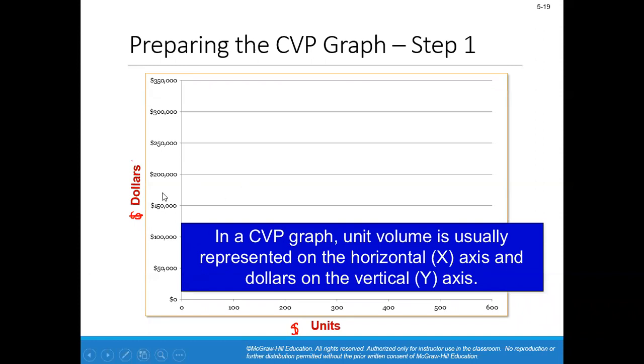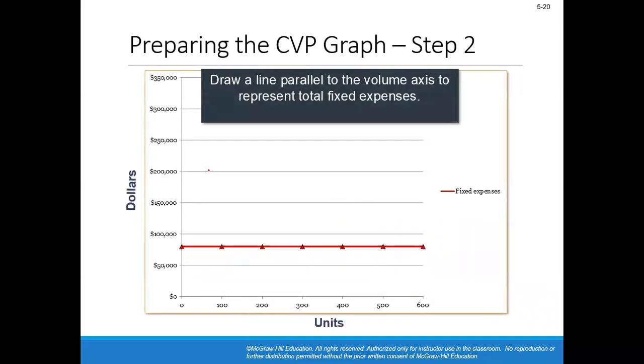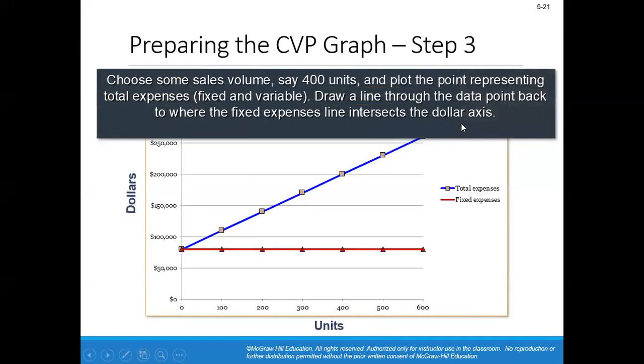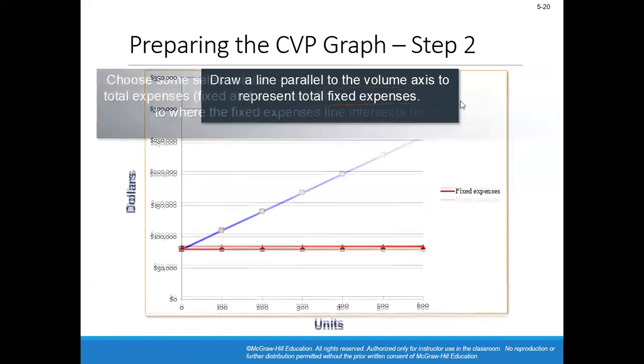Then what we need to do, we have expressed the unit volume in the horizontal and the dollars in the vertical. Now, first things first, we need fixed expenses. Can you recall what the fixed expenses were? Would you write in the chat box? Fixed expenses was 80,000. Okay, so you are with me. So $80,000.